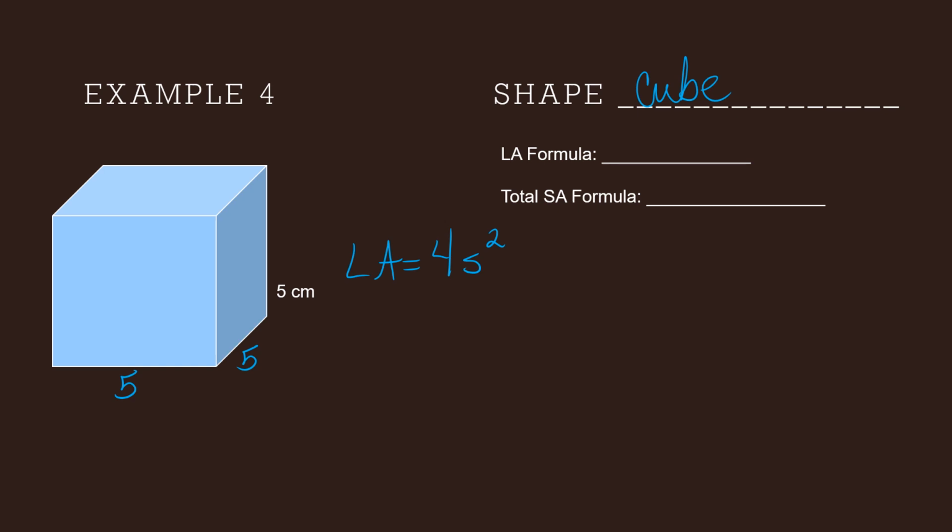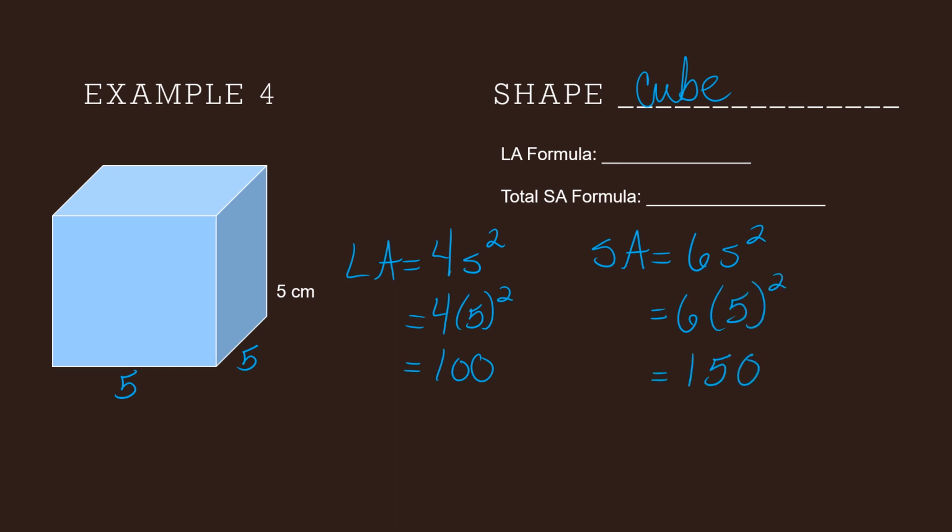Well, I don't need 2 squares. So there's 4 squares I'm going to be finding the area of. So 4 times 5 squared. So that is 100. And so then the surface area of a cube is 6s squared, which is 150. So again, this is a special case. You can use the other formulas if you don't remember that it's 6s squared.